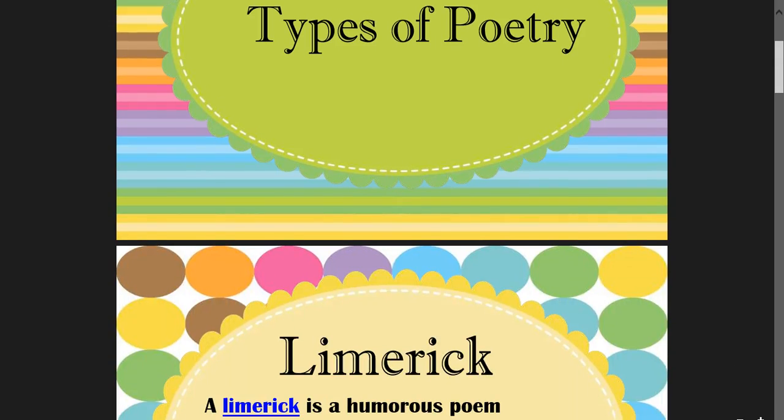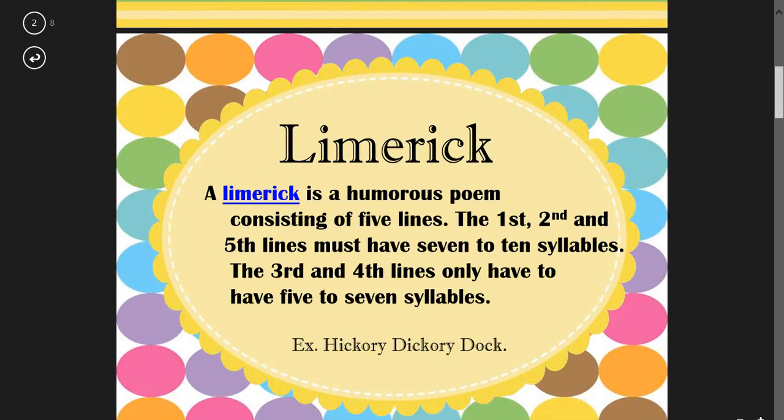So let me scroll down here. Okay, we have talked about Limerick poems before. Limerick is a humorous poem, so it's funny, consisting of 5 lines. The first, second, and fifth lines must have 7 to 10 syllables. The third and fourth lines only have to have 5 to 7 syllables.